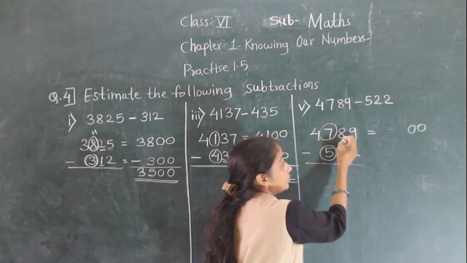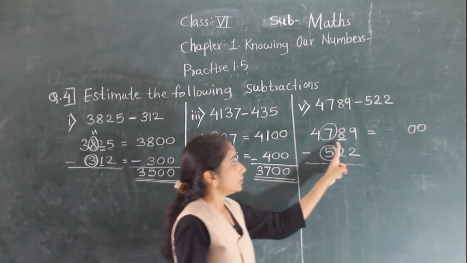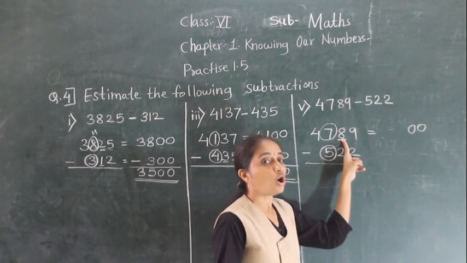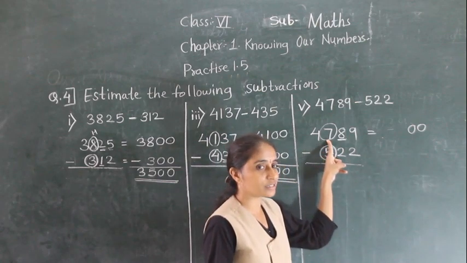see here. Check the digit from tens place. If it is 5 or more than 5, then add 1 only to the hundreds place digit. Yes.